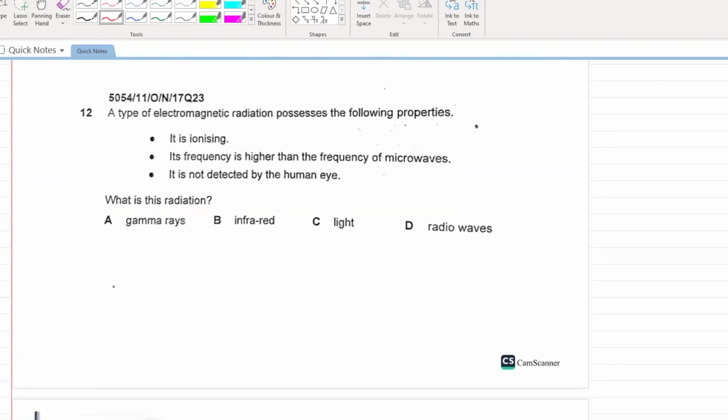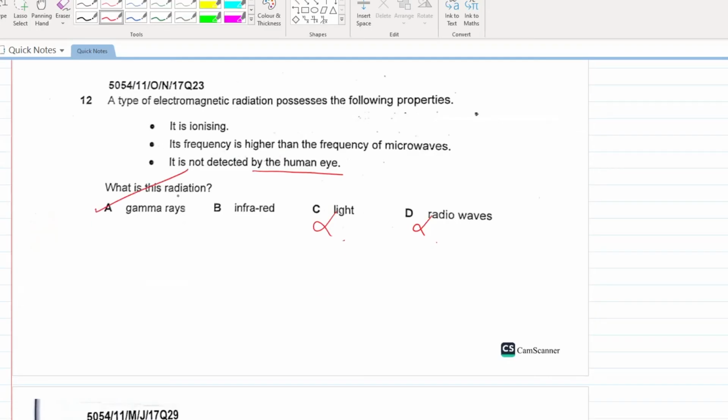Let's see this. A type of electromagnetic radiation possesses the following properties: it is ionizing, the frequency is higher than the frequency of microwaves, and it is not detected by the human eye. Okay, so first of all, if you have a frequency higher than microwaves, it can't be radio waves. Secondly, if it is not detected by the human eye, it cannot be light. And if it is ionizing, the only option is gamma rays.